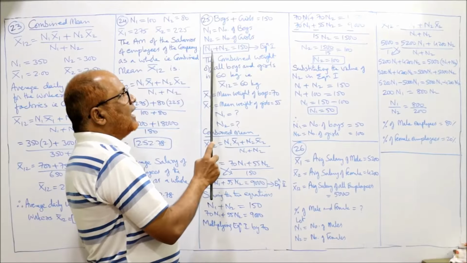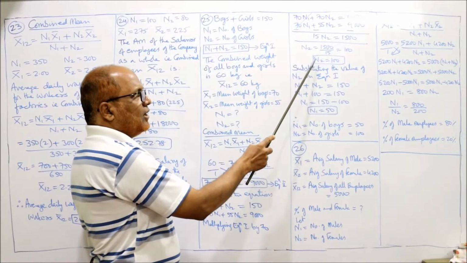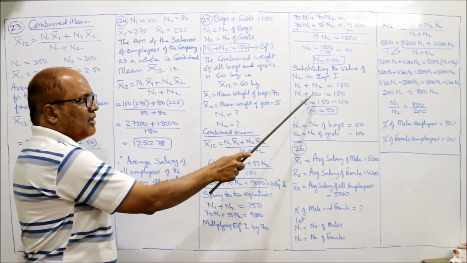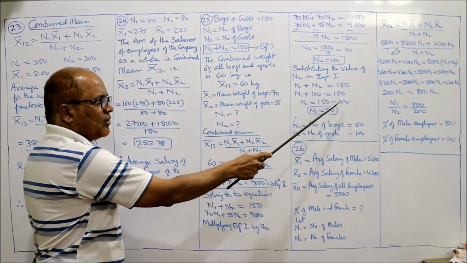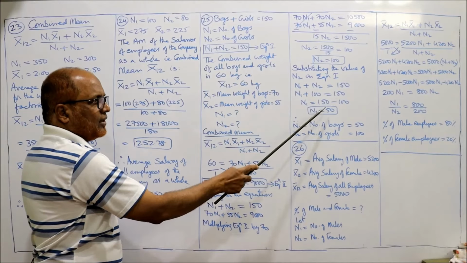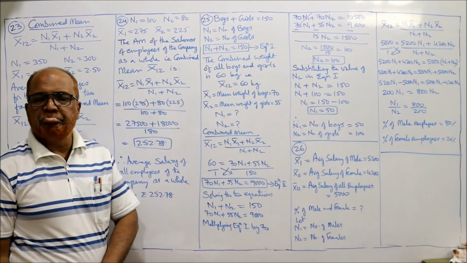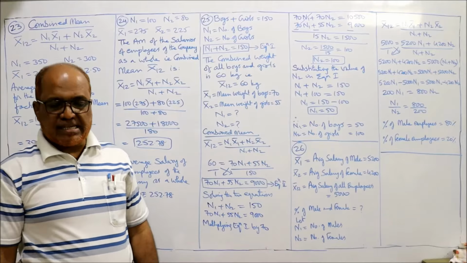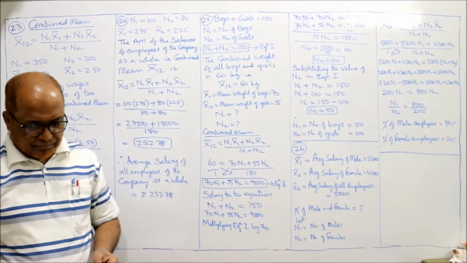अब equation 1 क्या है? n1 plus n2 is equal to 150 है. Substitute करेंगे n2 का value 100. तो in place of n2 I am writing 100. तो n1 plus 100 is equal to 150. Take this 100 to RHS. 150 minus 100 is 50. So n1 is equal to 50. Therefore, number of boys 50, number of girls 100. That's it. So this is the end of problem number 25.